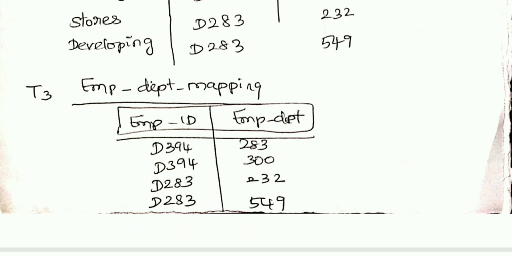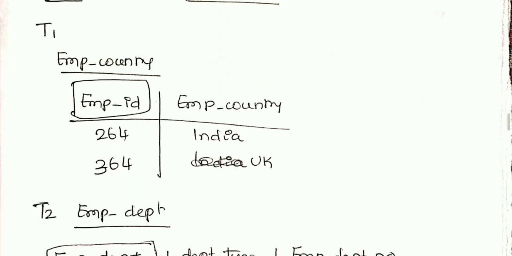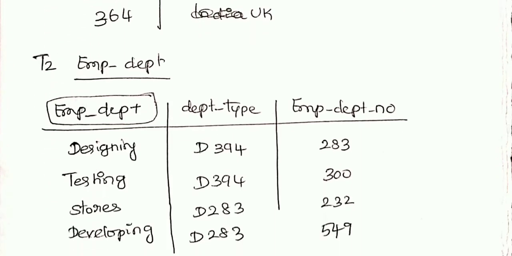In this table, which one are you going to specify for the key? Both the attributes we have taken here will be consolidated together as a candidate key or super key. So employee ID along with employee department is the key for this schema T3. Is this clear? So the original schema has been divided into three tables.